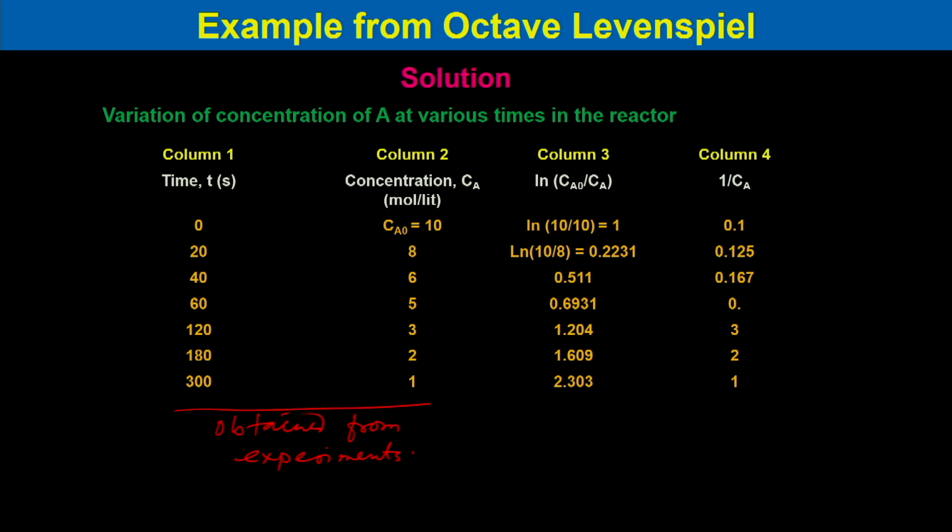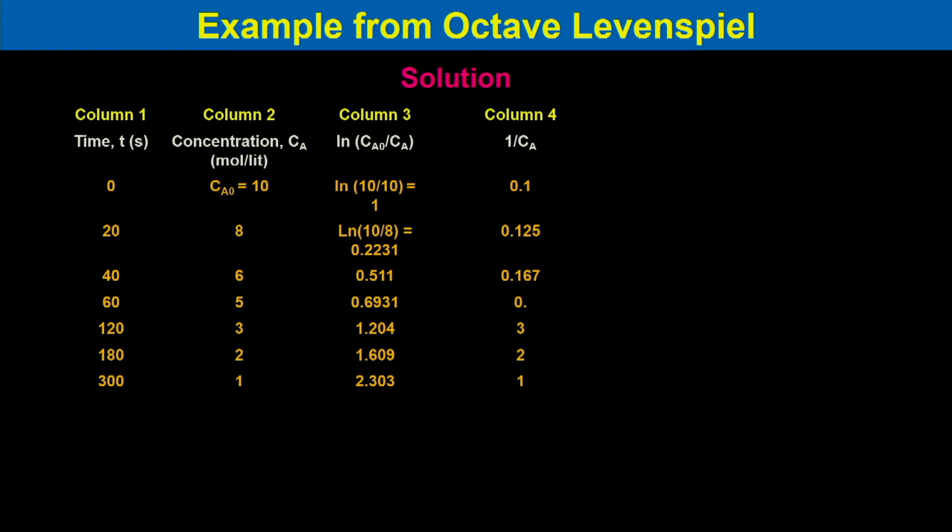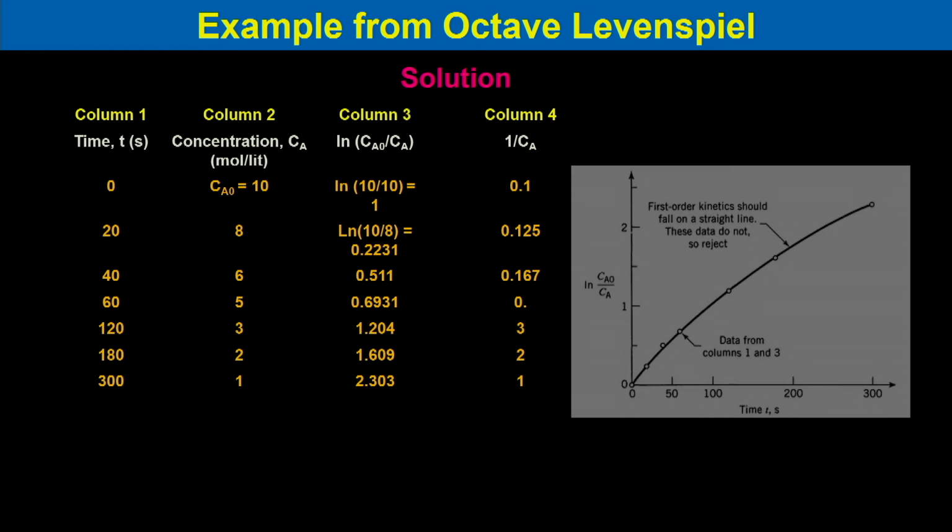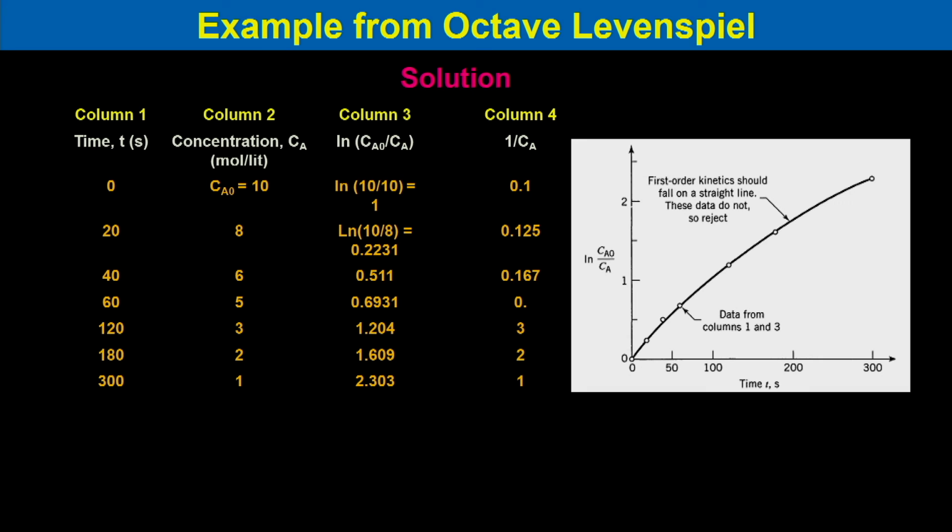Now, these are the data which are given. If we plot the time versus ln Ca naught by Ca, this we have plotted. Let us guess a first order kinetics.